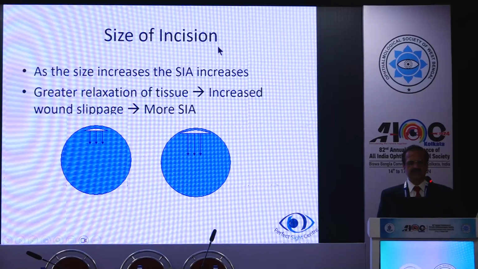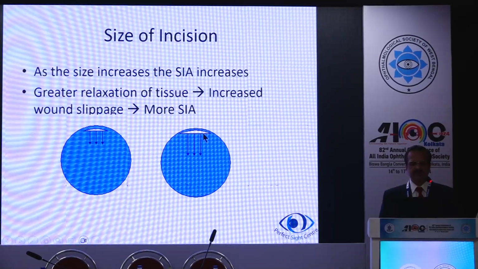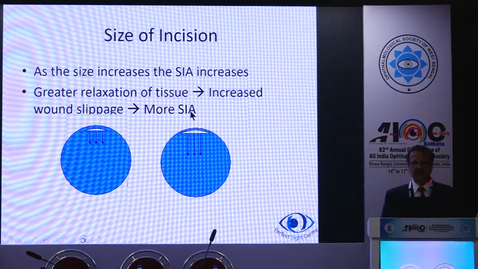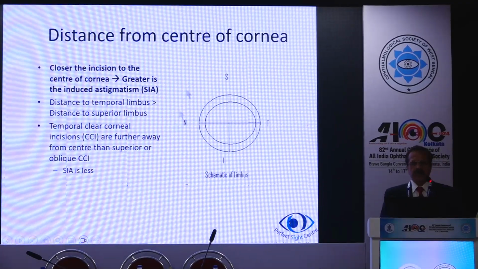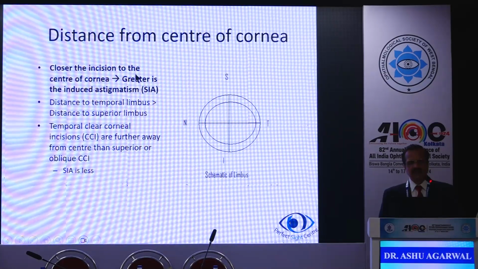As the size of the incision increases, as you see here in the schematic, the greater is the relaxation of the tissue, and therefore induced wound slippage, and therefore more induced astigmatism or SIA. Now coming to the next parameter, the distance from the center of the cornea. The closer the incision to the center of the cornea, the greater is the induced astigmatism.